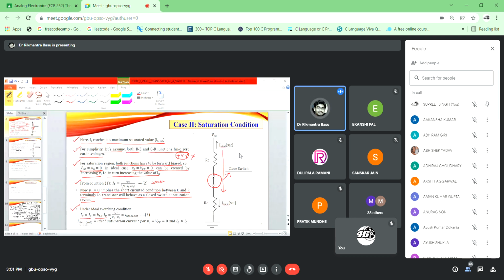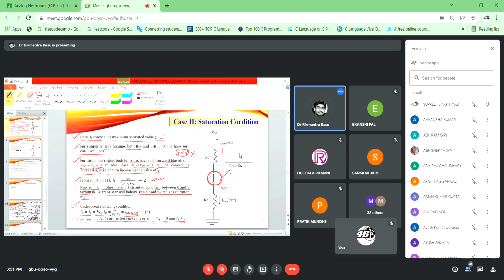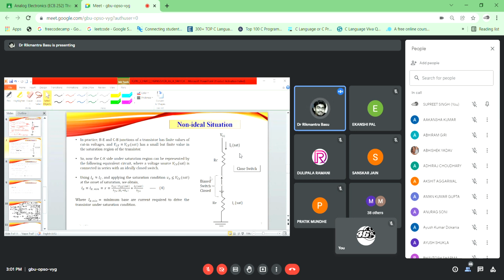IB we have already calculated from equation 2: VCC by RC plus RE, which is the ideal saturation current. So ideal saturation is the current for V naught equals VC equals 0 and IE equals IC. Again, that is the ideal condition; output never actually gets to 0, and IE cannot equal IC because in a transistor, with the effect of resistance and many parasitic effects, IE cannot become equal to IC in a non-ideal situation.